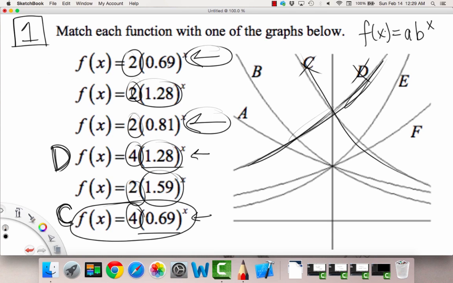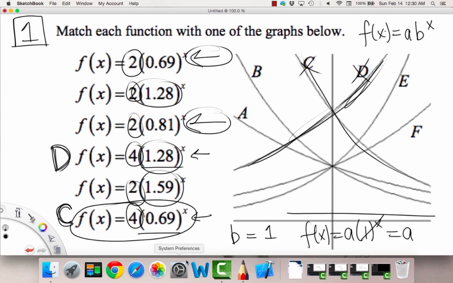So let me introduce another side concept: if our B is equal to 1, let's say, then what we're going to have is this function. f of x is equal to a times 1 to the x, which is always going to be 1. So we have f of x is equal to a. And that looks like a constant function to me, right? So that's going to be pretty much a straight line.